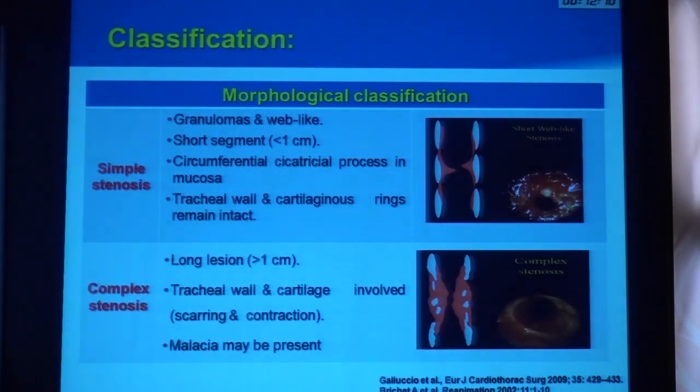What's important is the morphological classification, whether it is simple or complex. Simplex means that it's caused by granuloma and web-like with a short segment, less than 1 centimeter. There is the tracheal wall and the cartilaginous ring remain intact and not involved. On the other side, the complex, the tracheal wall and the cartilage are involved. It's more than 1 centimeter.